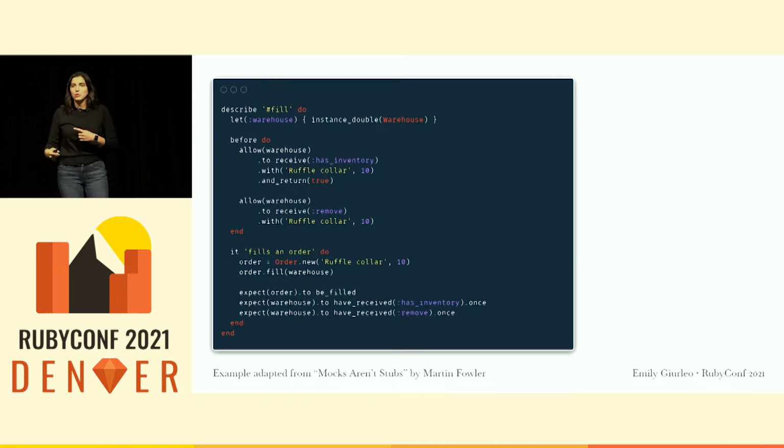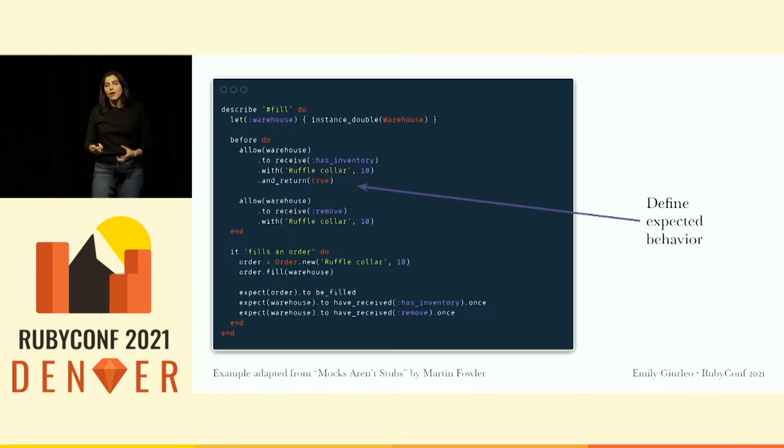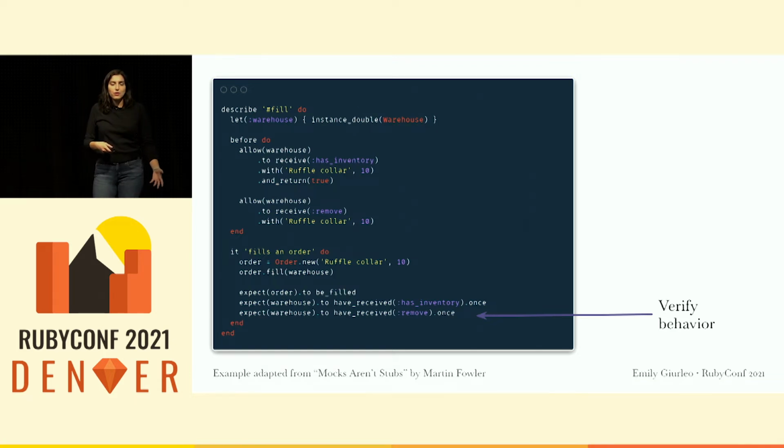Now, what if we tested it using a mockist approach? Instead of creating a real warehouse object, we can create a fake object using the instance_double method. And then we can define the expected behavior of our fake object. We can say which methods we expect to be called on it, even with which arguments, and we can define what we want those methods to return when they're called. Finally, after we pass that fake warehouse to the fill method, we can verify that the fake object had the right methods called on it, that our fill method behaved as we intended.